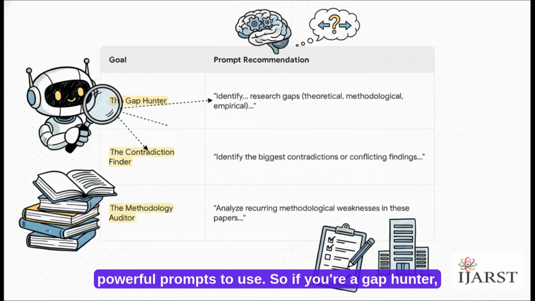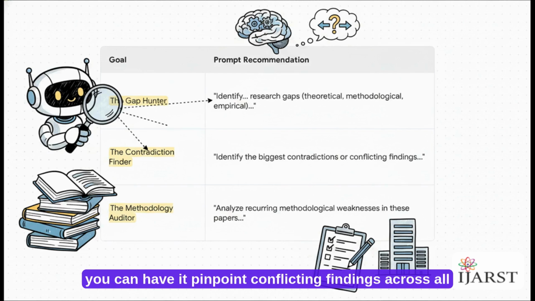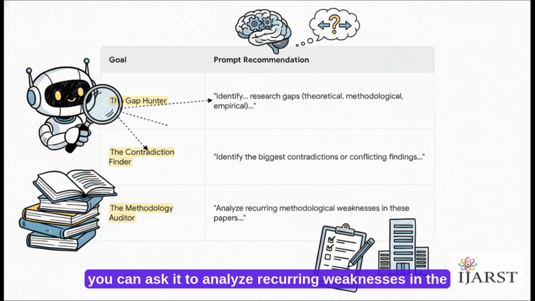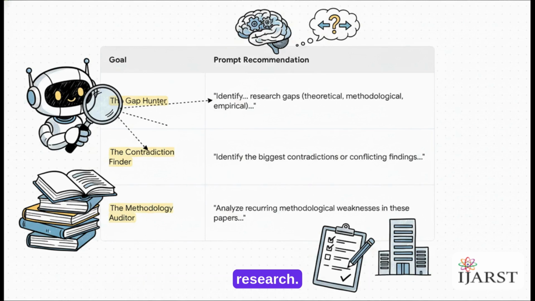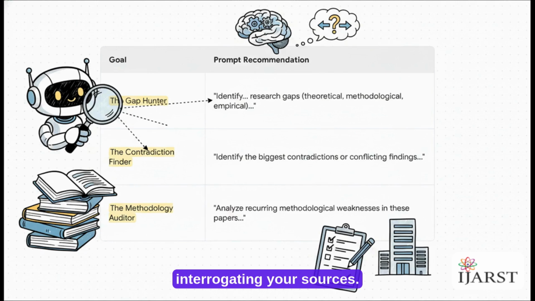So if you're a gap hunter, you can ask the AI to identify theoretical or methodological gaps. If you want to be a contradiction finder, you can have it pinpoint conflicting findings across all your papers. Or as a methodology auditor, you can ask it to analyze recurring weaknesses in the research. These prompts are basically your power tools for interrogating your sources.